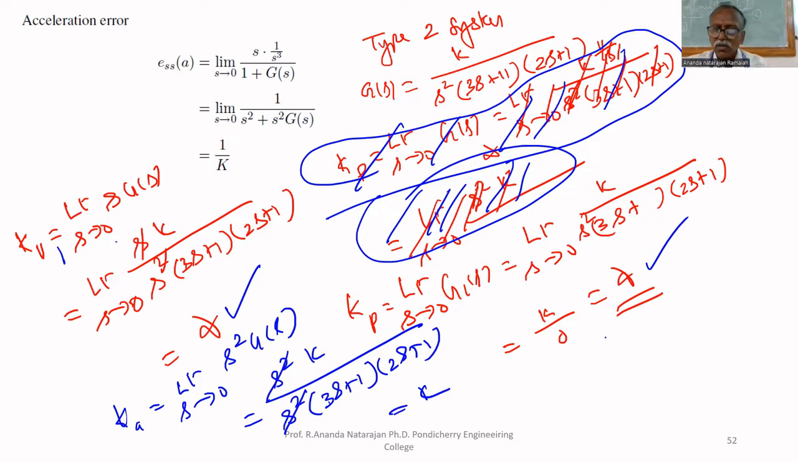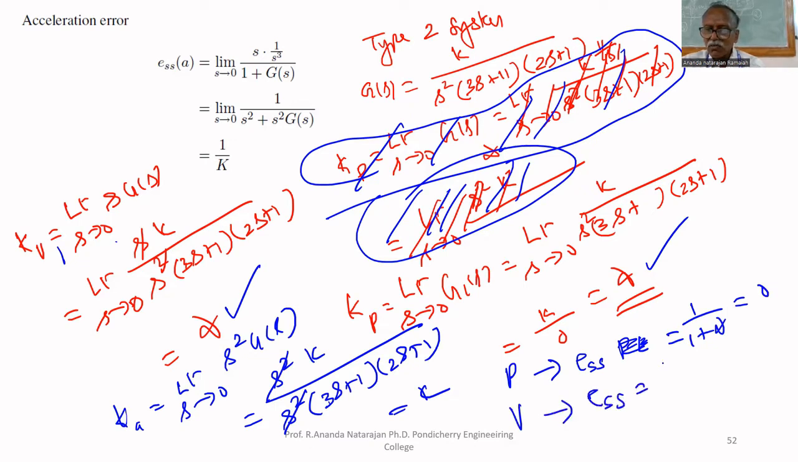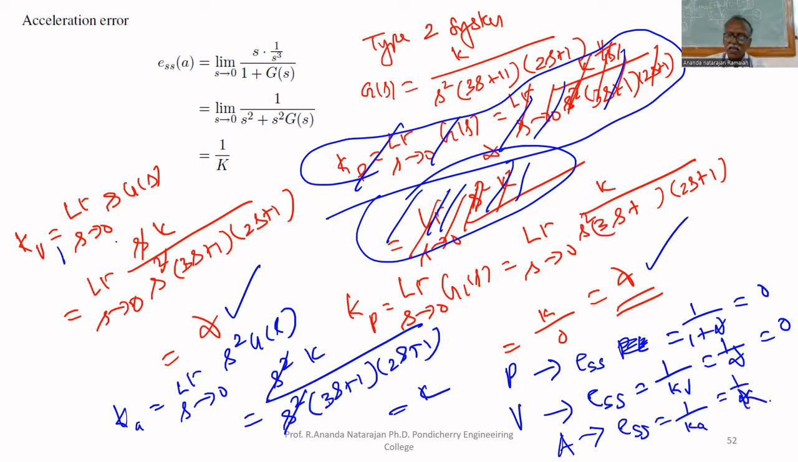Therefore, the steady state error for position input is 1 by 1 plus infinity, which equals 0. For velocity input, steady state error equals 1 upon Kv, that's 1 upon infinity, which equals 0. If you give acceleration input, steady state error equals 1 upon Ka, that is 1 by K.